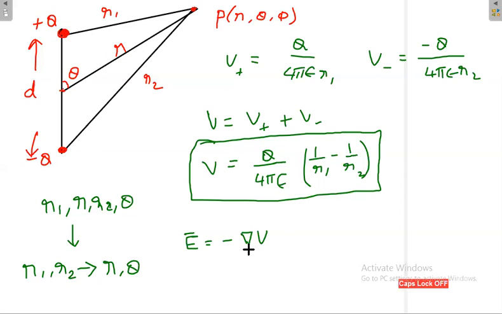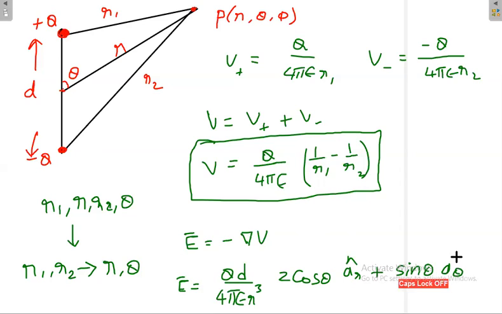Once after making that relationship, you again apply this formula, E is equal to minus del V. Once you apply this formula, finally you will get electric field is equal to q into d divided by 4 pi epsilon r cube, 2 cos theta ar cap plus sin theta a theta cap. Finally you will get this relationship.